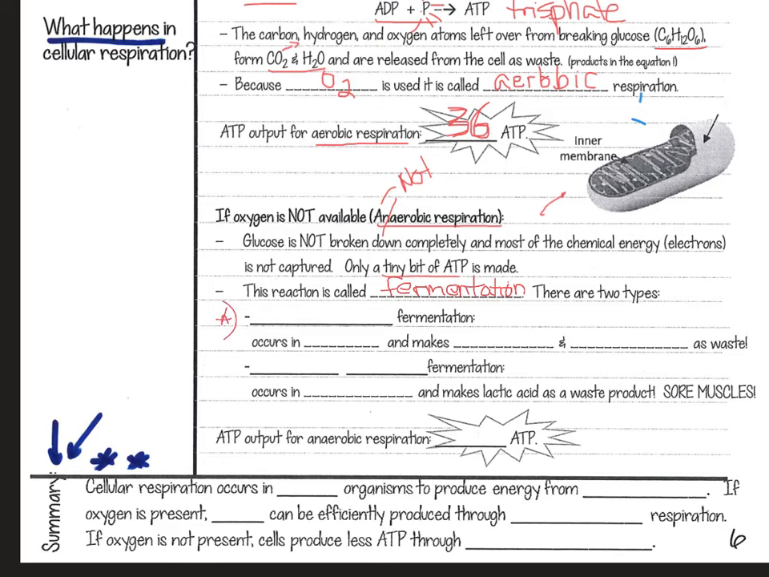There's alcohol fermentation, and it occurs in cells, specifically an organism called yeast cells. And it makes alcohol and CO2 as waste. And you think to yourself, okay, so that's maybe why beer has bubbles in it, because it makes alcohol and CO2. The CO2 are the bubbles.